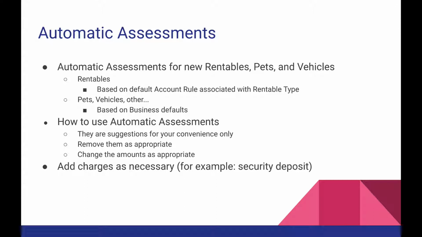Now I've set up a business to do exactly this. There will be default assessments added for every rentable, pet, and vehicle added to the rental agreement. Now I know we talked about this in a previous tutorial, but I want to reiterate it. These are just suggestions. You can remove them if you need to. You can change the amounts if you need to. And most likely you'll need to add assessments that it doesn't suggest. For example, it does not suggest security deposits.